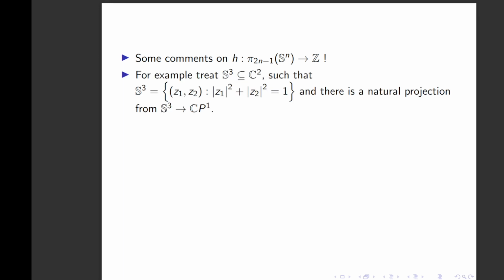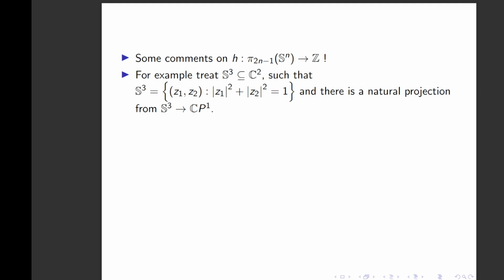but yeah, here is the example of Hopf invariant. Basically, we can treat S3, which sits inside C2 like this, and S3 is basically this thing. There is a natural projection from S3 to CP1. What is this? This is basically S3 quotiented by S1. This is homeomorphic to CP1, and CP1 is homeomorphic to S2. Those who have seen quotient spaces might have seen this, but at this moment you can just assume this.